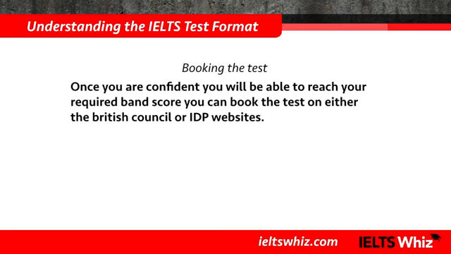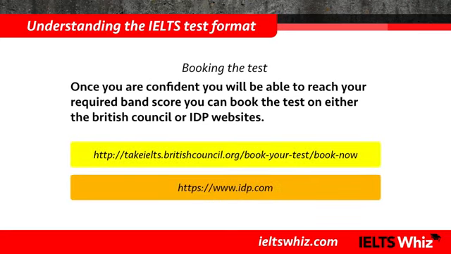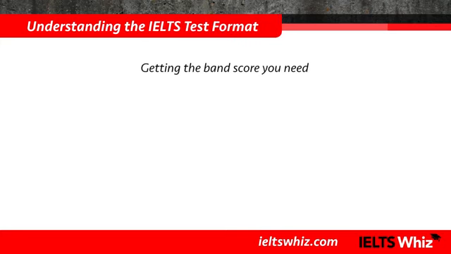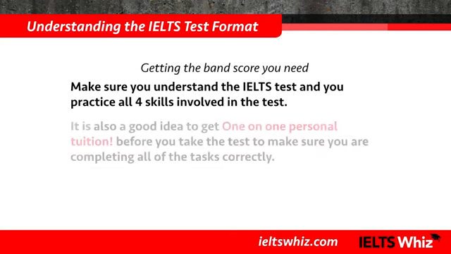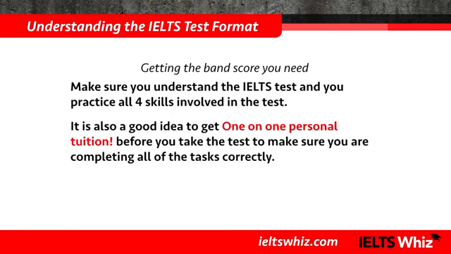Once you're confident you'll be able to reach your required band score, you can book the test on either the British Council or IDP websites using the link below. If you want to make sure that you achieve the band score you need, you should first make sure you understand the IELTS test and you practice all 4 skills involved in the test. It is also a good idea to get one-on-one personal tuition before you take the test to make sure you're completing all of the tasks correctly.